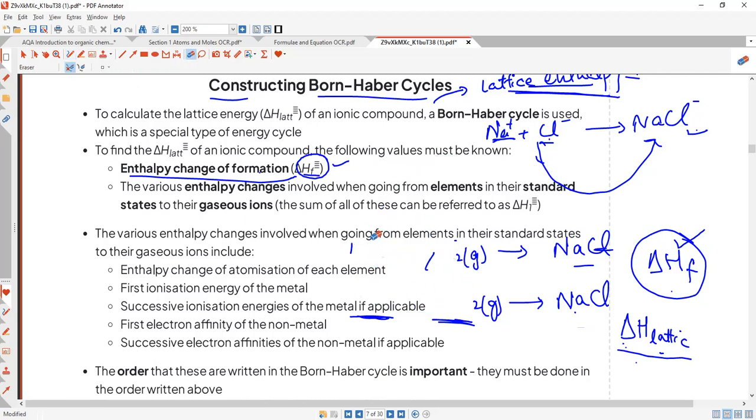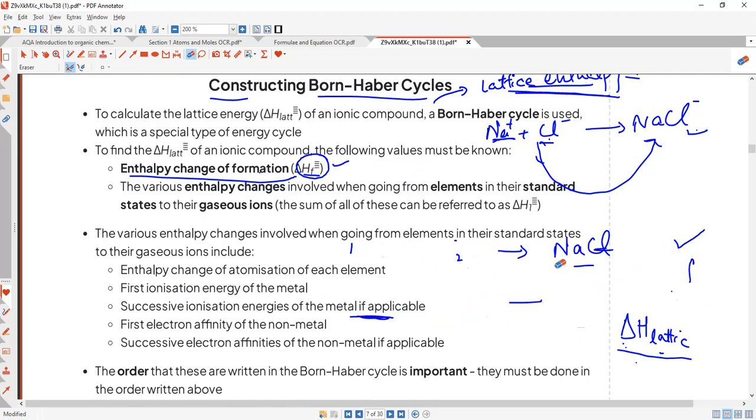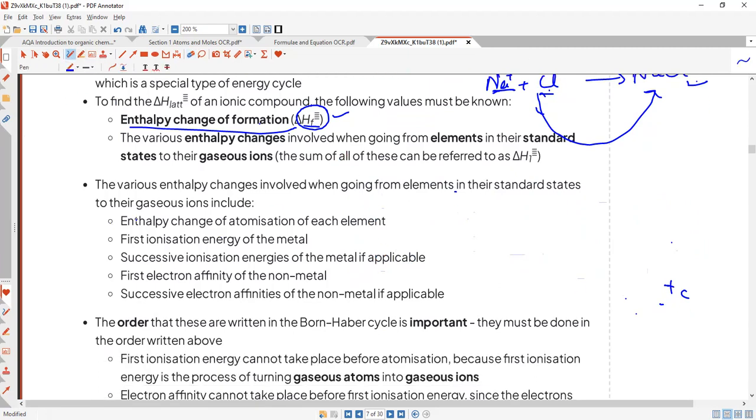So in the Born-Haber cycle, there are a number of steps. Now you will learn how many steps are involved. These are the steps, and the sequence of steps is also important. Basically, first of all, the enthalpy change of atomization of each element, then first ionization energy, then successive ionization energies if a metal is applicable. Let's say we want to calculate the enthalpy of formation or enthalpy of lattice for sodium chloride. The Born-Haber cycle starts from enthalpy of atomization.